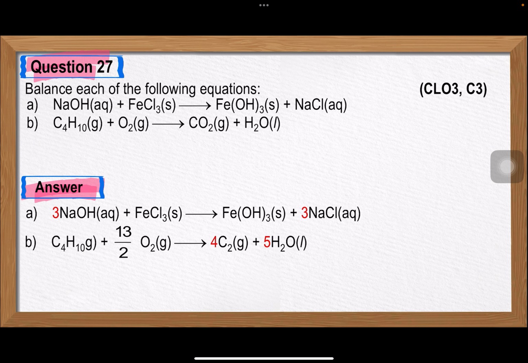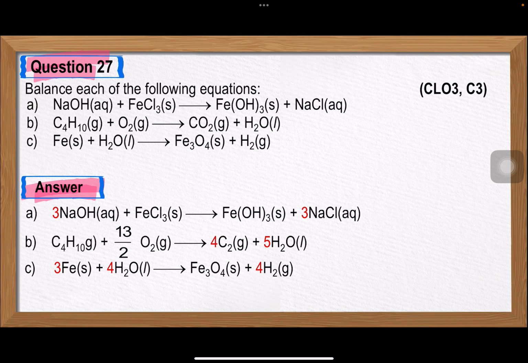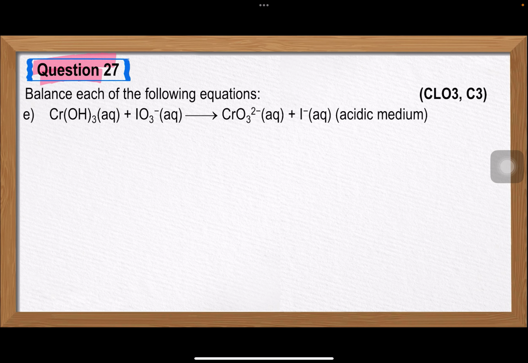If you have a problem, you must see me and we can discuss how to tackle this question, how to get the answer from a question like this. B, C, the answer. And D, the answer. So this is called the inspection method. And then question E is what I call a redox equation or ion-electron method.